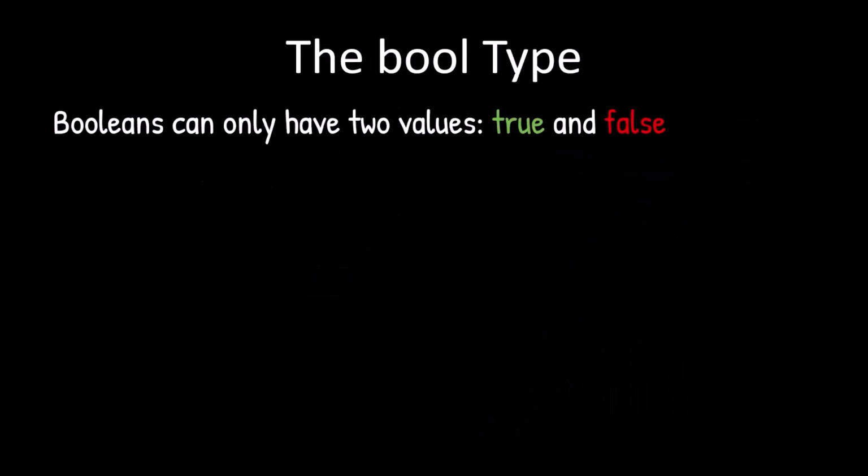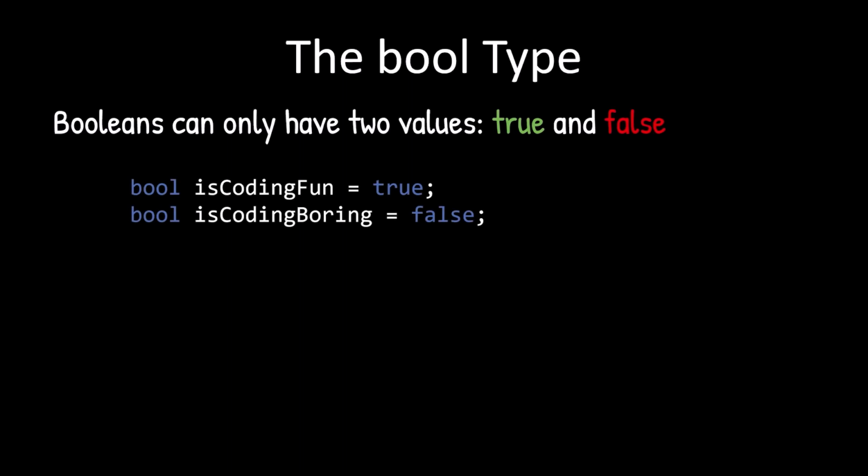Bools, or more formally, Boolean types, can only have two values, true and false. And as we can see in this code snippet here, we declare two Boolean variables and assign the first one a value of true and the second a value of false. Notice that in the default Visual Studio color scheme, the words true and false are colored dark blue. This is because true and false are keywords in the C# language and have special meaning.